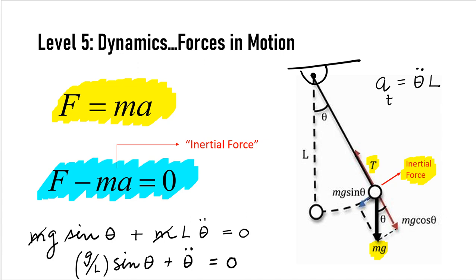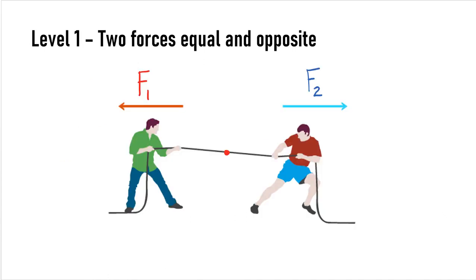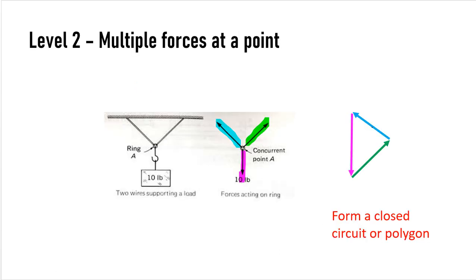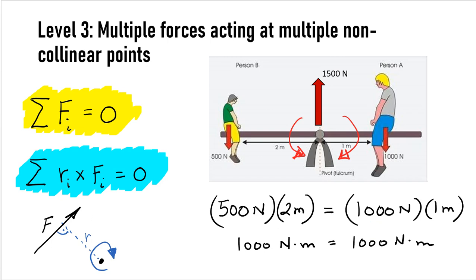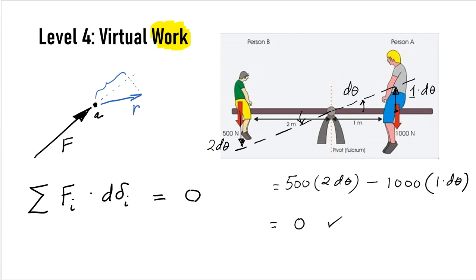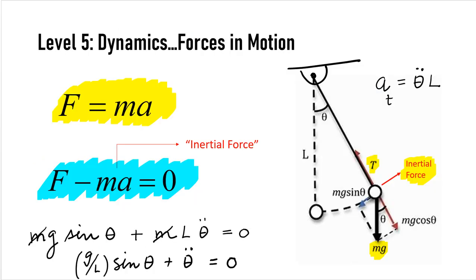So quickly, let's review. Level 1, two forces equal and opposite. Level 2, multiple forces acting at a point. Level 3, multiple forces acting at multiple non-collinear points. Level 4, virtual work. And level 5, dynamics.